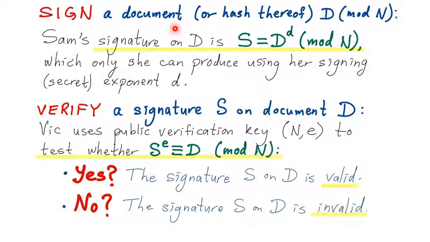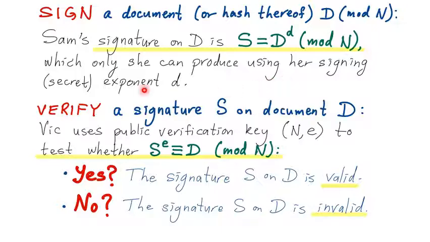So the signature on a document D is obtained by using Sam's private exponent, little d, which would be the decryption exponent in the RSA crypto system, and raising the document to that power modulo N. So that is the signature S corresponding to D. It's actually D raised to the decryption exponent. Only she can produce this signature using the secret little d.